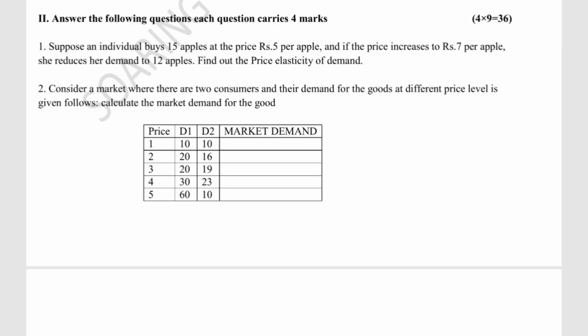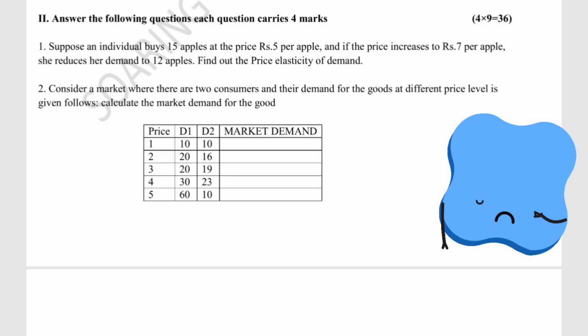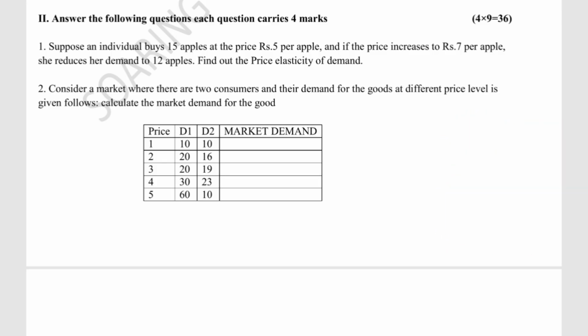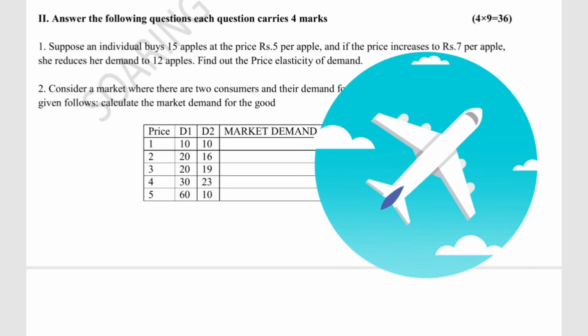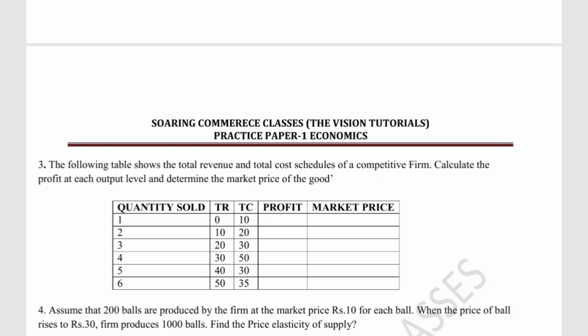They will give the prices, D1, D2 and market demand. Prices they have given like 1, 2, 3, 4, 5, and D1 they have given like 10, 20, 20, 30, 60. D2 is 10, 16, 19, 23, 10. We need to add D1 and D2, then we will get the market demand. So these are two problematic questions from the theory of consumer behavior.